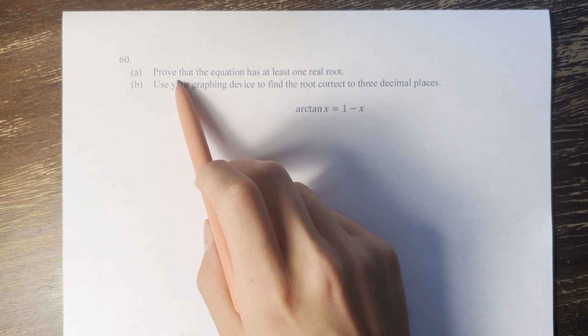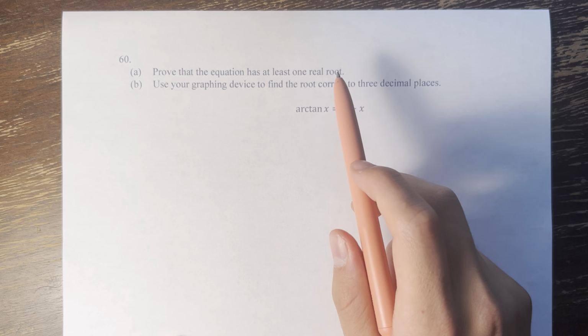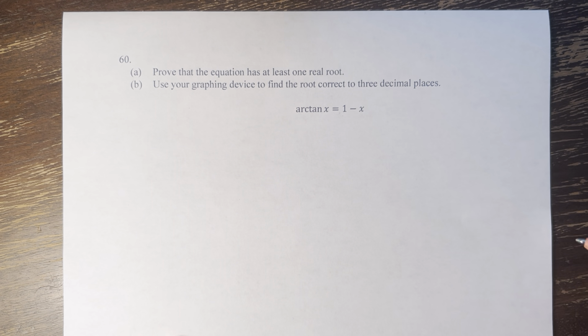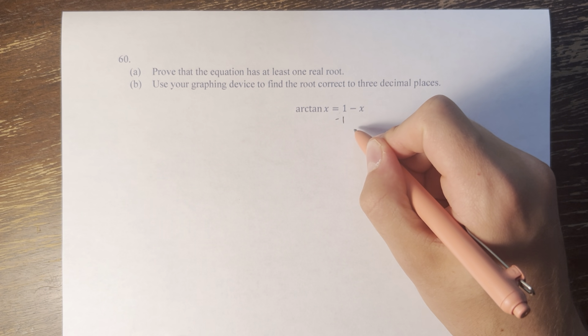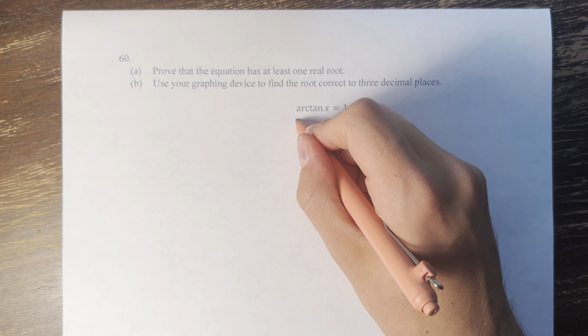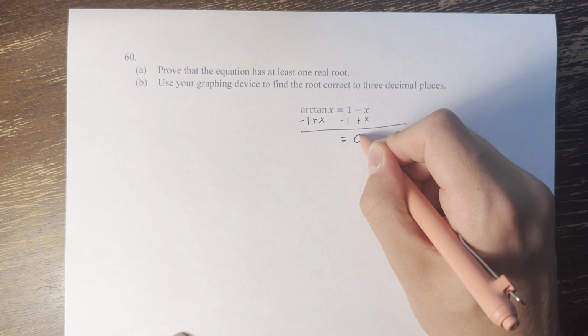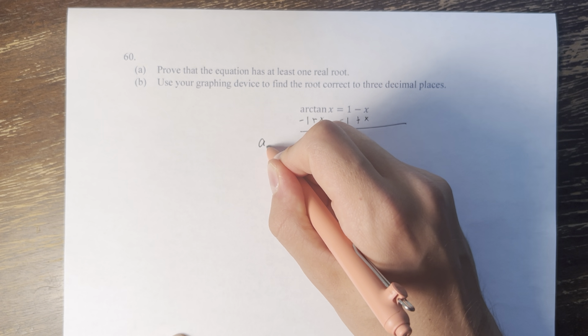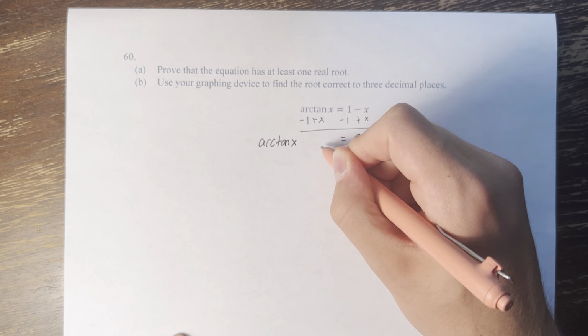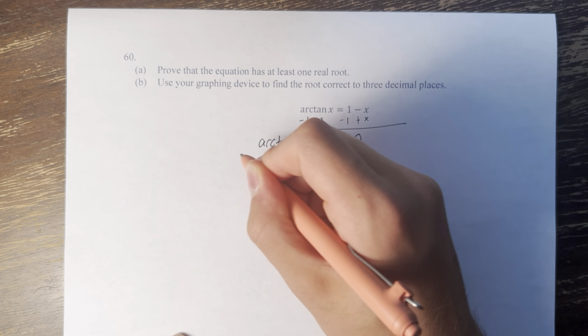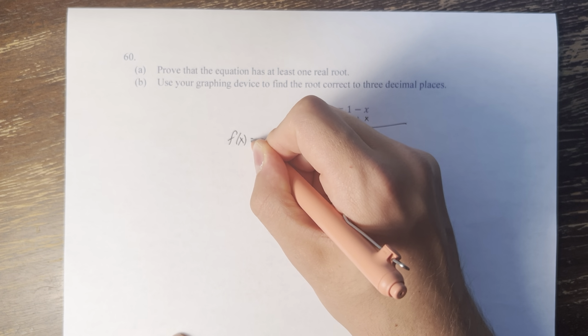In this problem, we're asked to prove that the equation has at least one real root. We have arctan of x is equal to 1 minus x. So our first step is to subtract 1 and add x to both sides. What this is going to give us is 0 is equal to arctan of x minus 1 plus x. And we're going to call this f of x.